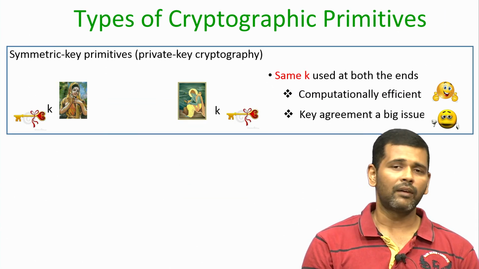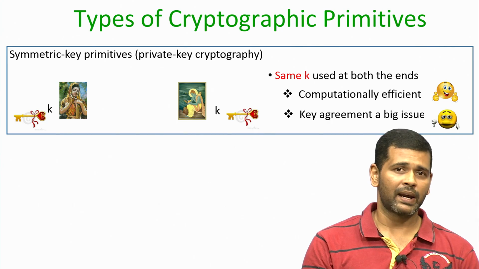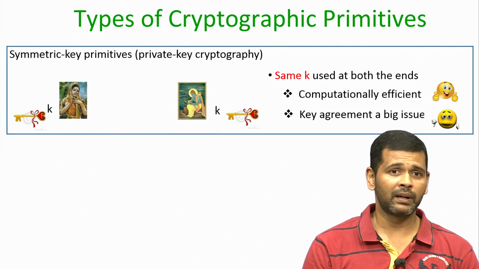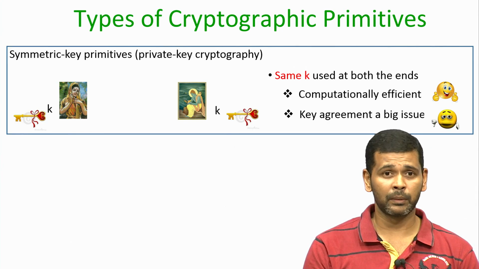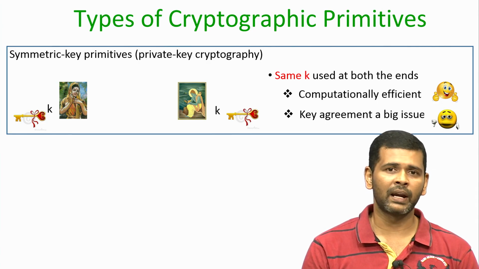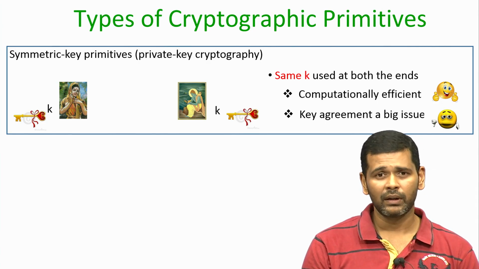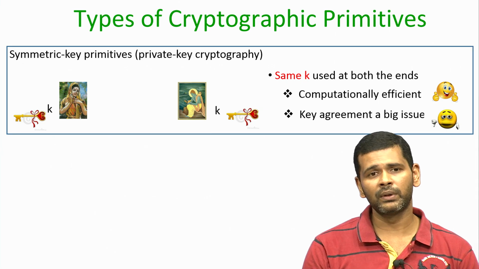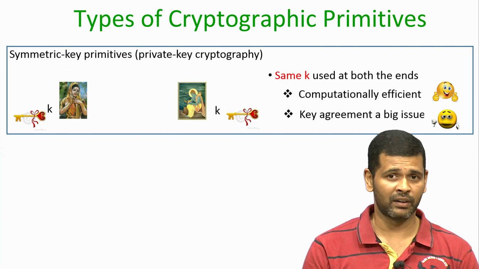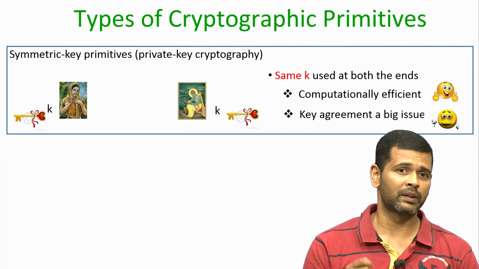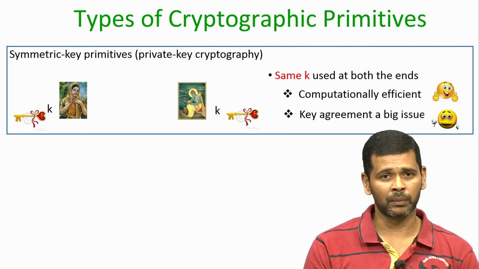So, roughly in cryptography we use two kinds of primitives. The first kind of primitives are the symmetric key primitives, which are also called private key primitives, and here the same key is going to be used by both the sender as well as the receiver. That is why the name symmetric key primitive or private key cryptography.